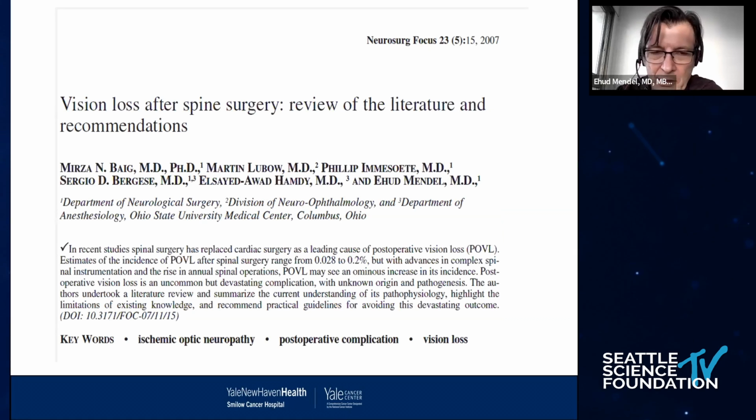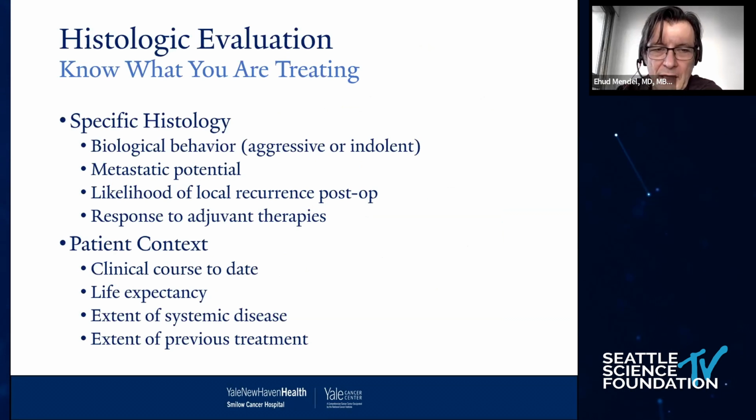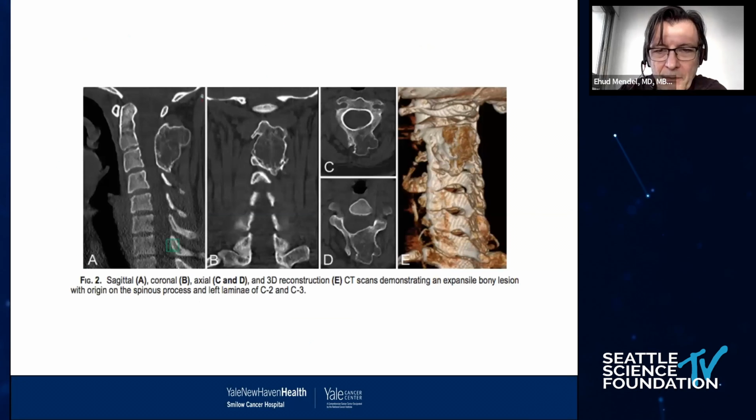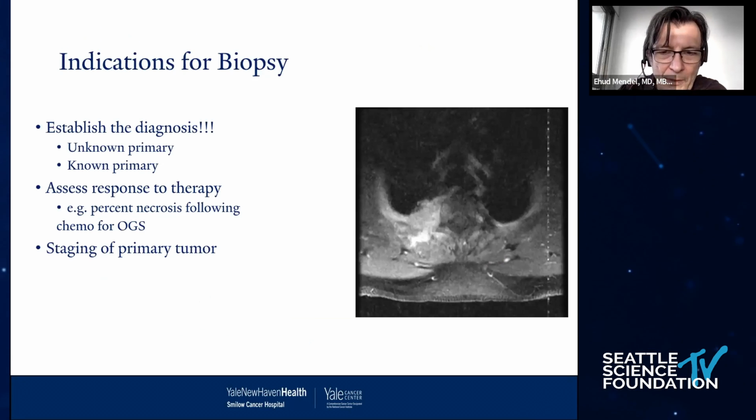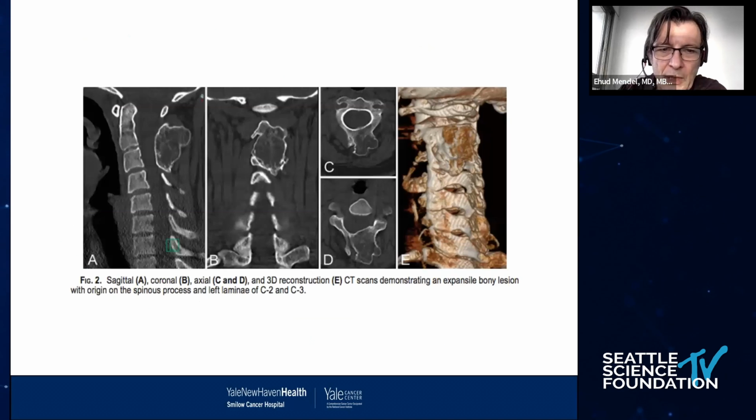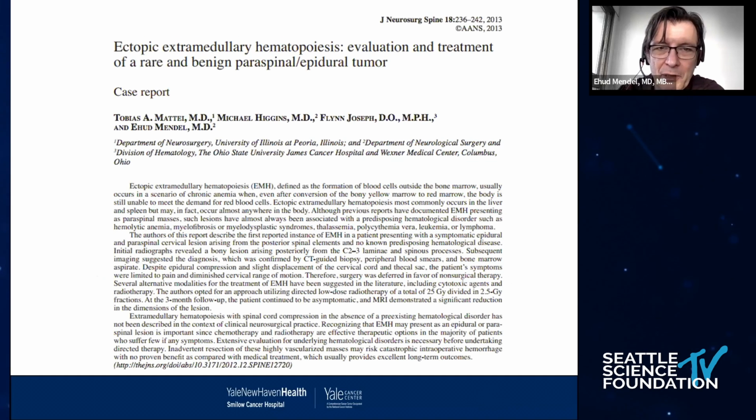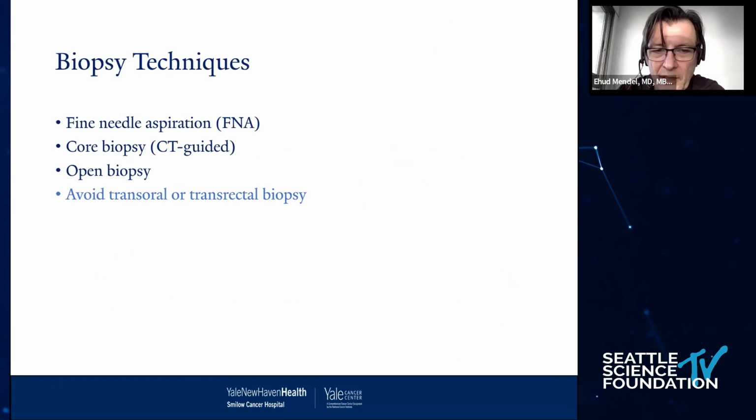And beyond wound closure, there are just basic other risks, like even vision loss, right? Some of these are rare complications of vision loss after patients have significant blood loss, volume loss in these cases. So histological evaluation is very critical. Make sure that you get a biopsy of what it is you're operating on. This is a patient who was sent to me for en bloc resection of presumed chordoma. This is what the lesion looks like. This turns out to be ectopic extramedullary hematopoiesis that does not need surgery. So establishing a diagnosis is very critical.